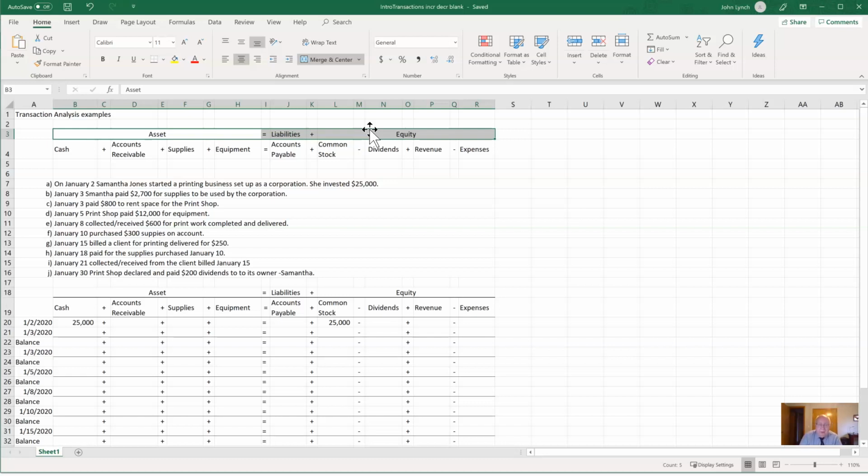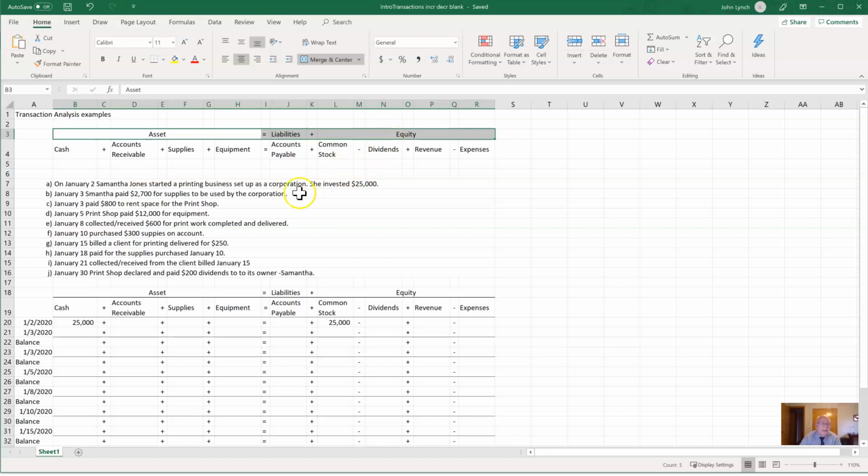And then equity is made up of four parts. Common stock, which represents the investment by the owners. Dividends are subtracted off because dividends are a payout of what the company paid to its owners. It's kind of a revenue distribution if you want to look at it. Revenue is what the company has earned by selling its goods and services, and expenses is what the company has incurred to generate that revenue.